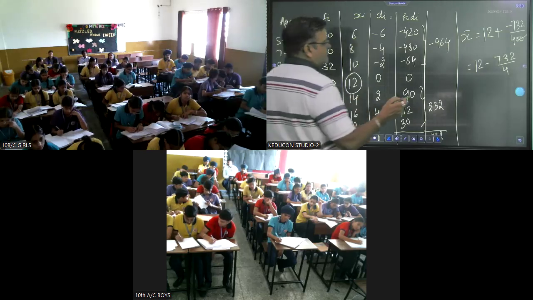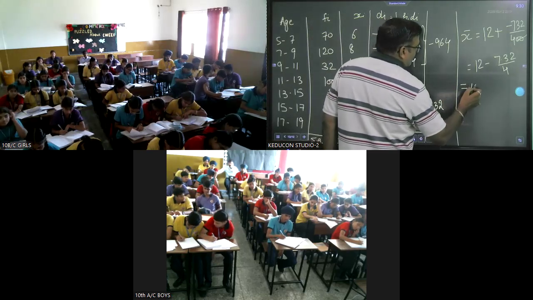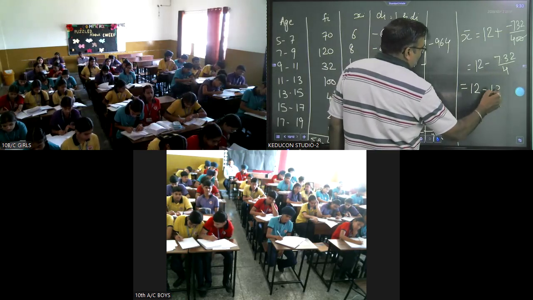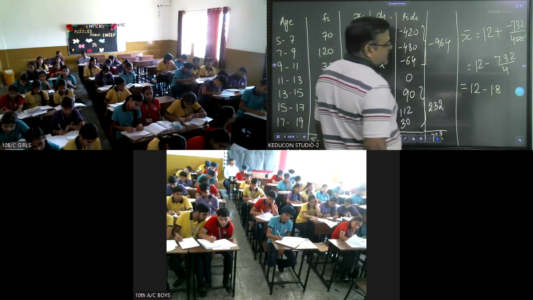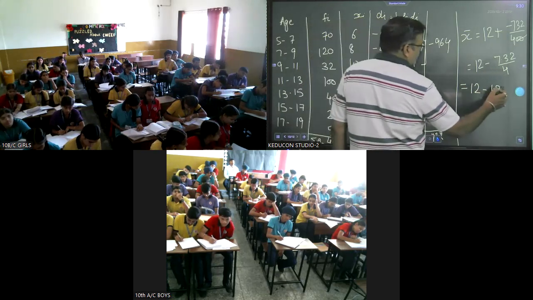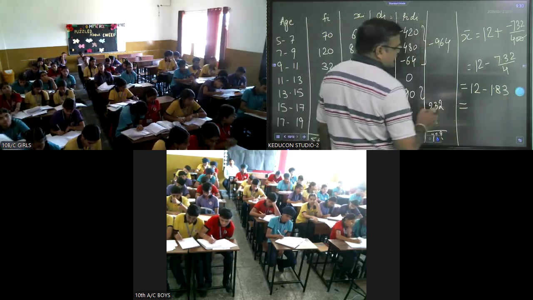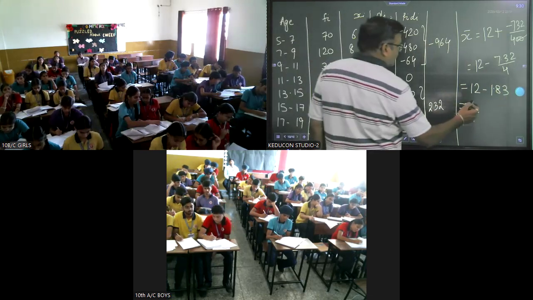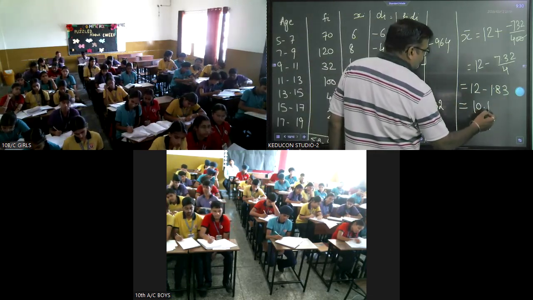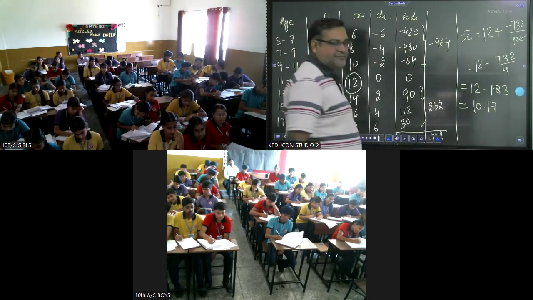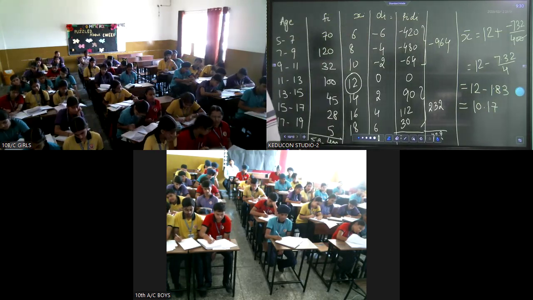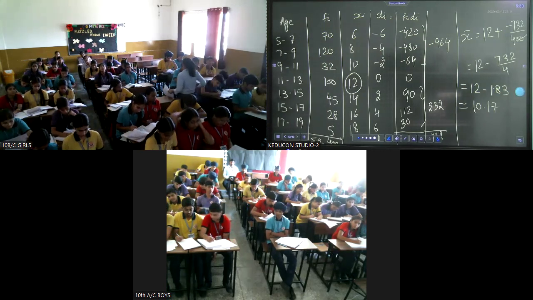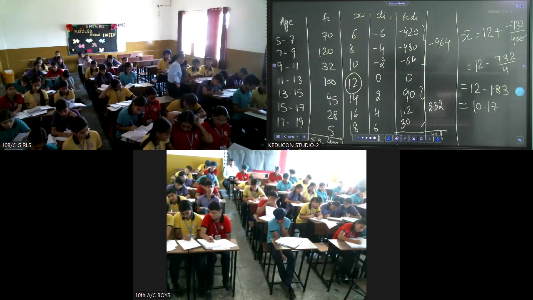So now it will be 12 minus, 4 ones are 4, 4 eights are 32, 1.83. Is this clear? So what is the mean? 10.17. Is this clear, everyone? Anything not clear, students, please let me know. Anything not clear?